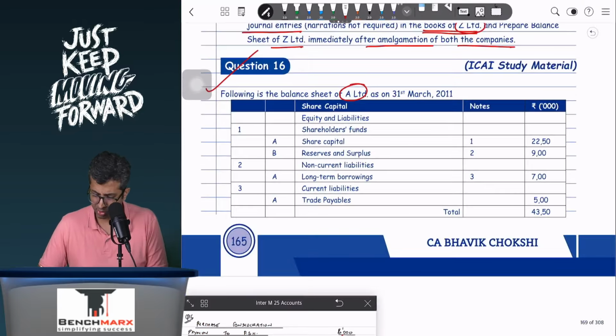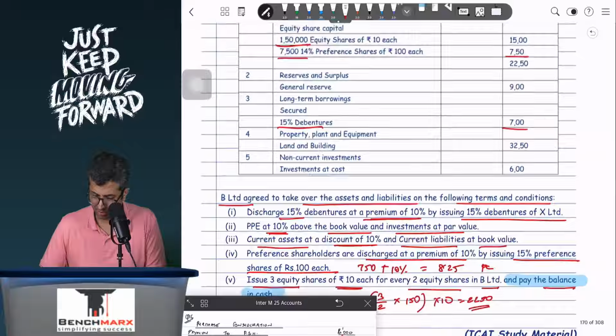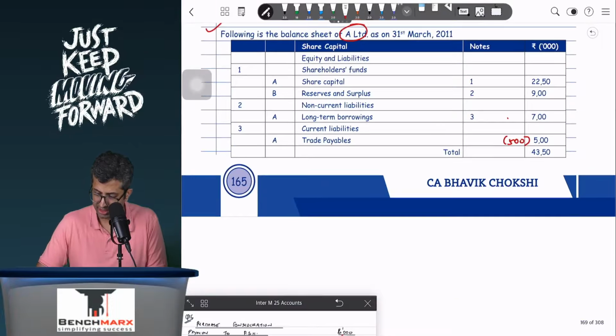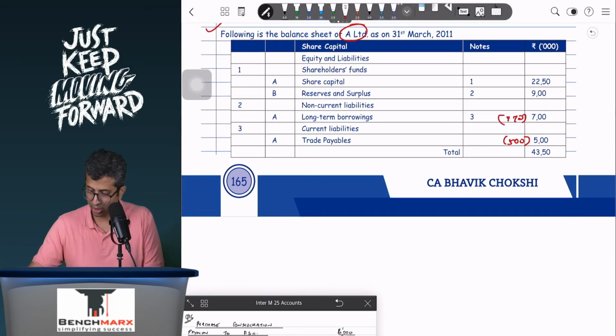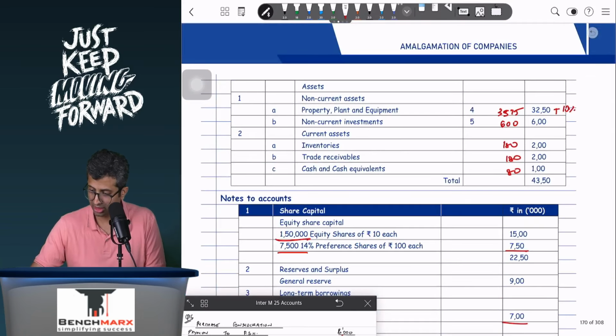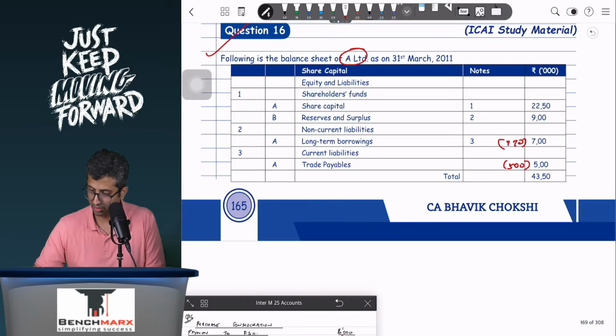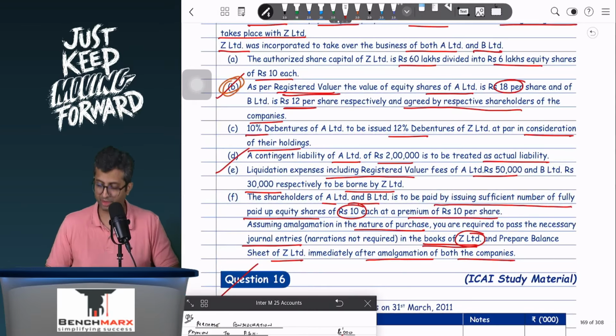Current liabilities will be at book value, so this is 500 at book values, and long term borrowings, I think, at a 10% premium they are getting discharged, so this will be, I think, 770. So if I go to see my total, 3575 plus 600 plus 180 plus 180 plus 80 minus 500 minus 770 comes to around 3345. This belongs to equity and preference both.